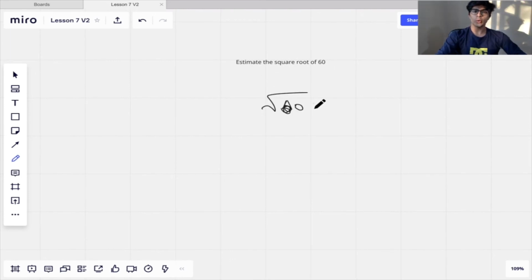A really good way to go about estimation is thinking, what's this number less than and what's this number more than? Well, since it's root 60, which is a very bad looking 60, I can't lie. Let's scribble that out. Switch it back to my pen. So look, it's the square root of 60. What's the square root of 60 less than? Well, it's less than, say, the square root of 61, for example.